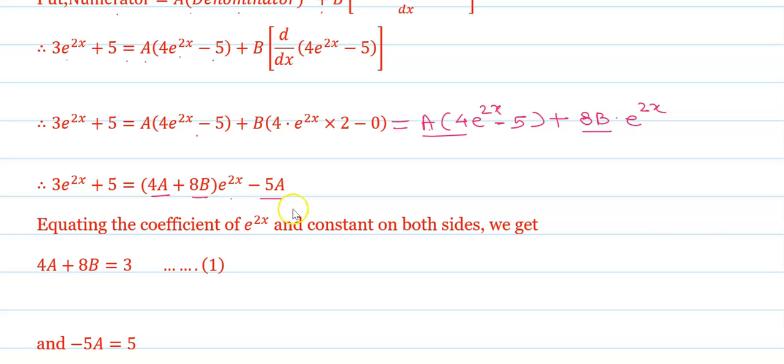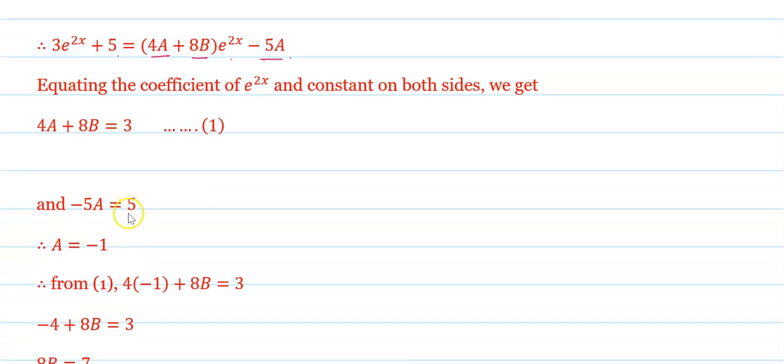Okay. Equating the coefficient of e^(2x) and the constant on both sides. This is the constant, that is the minus 5a. Minus 5a is equal to 5. Hence a is equal to minus 1.